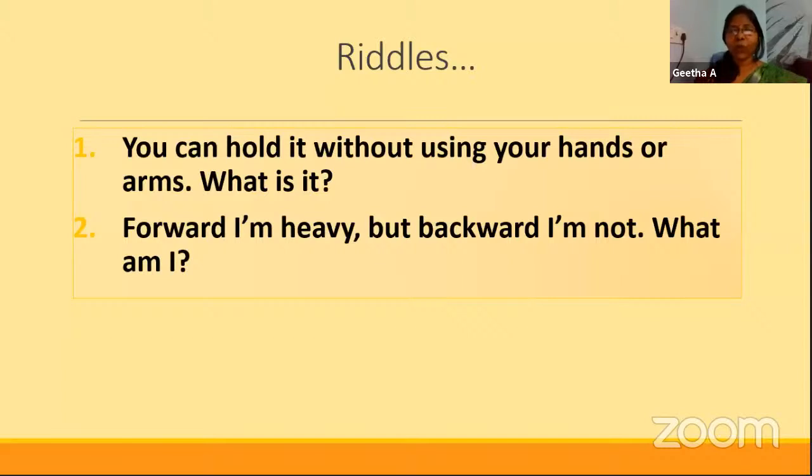Okay. Santosh Kumar, breath. Yes. Okay. Good. So forward I'm heavy, but backward I am not. What am I? Forward I'm heavy, backward I'm not. What am I? Flow, water and air. Flow. This is just for fun. Let's see. Flow of water. Okay. Kalyan says tongue. Yes. Okay. Good. So let's go with the answers.